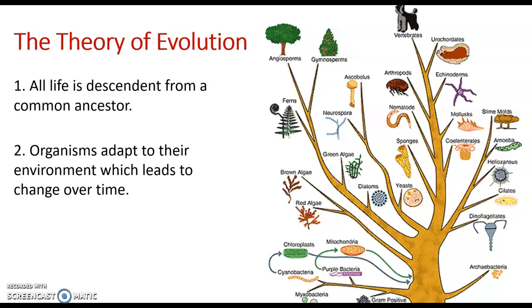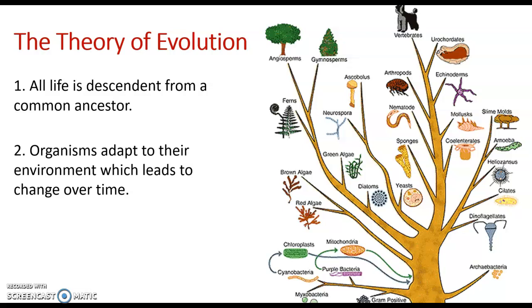First, all life is descendant from a common ancestor. And that's why we depict the relationships among life forms as being like a tree. Remember, this is called a phylogenetic tree, and organisms that are closer together on the tree, meaning there are fewer branches between them, are more closely related than organisms that are further away or have more branches between them.